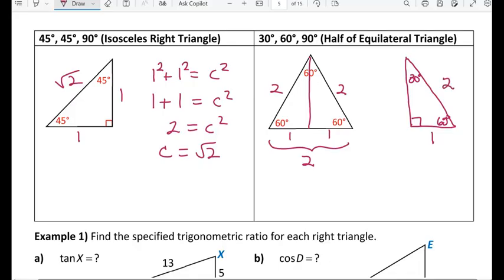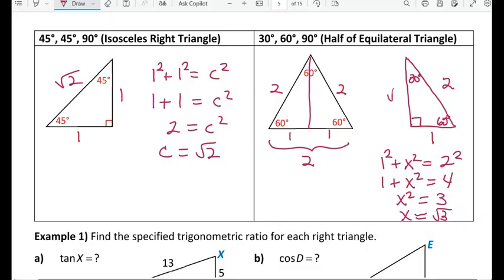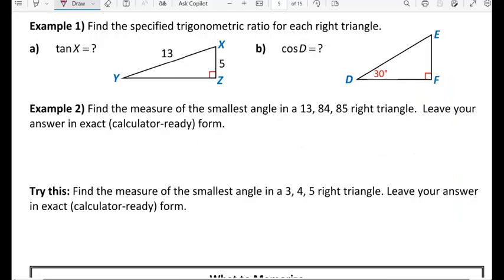That means our hypotenuse in that 30, 60, 90 is 2. So if we want to find the missing side length here, Pythagorean theorem, 1 squared plus x squared is equal to 2 squared. So 1 plus x squared is equal to 4. That means that x squared is 3 and x is the square root of 3. So our basic 30, 60, 90 triangle has a short side 1, longer leg square root of 3, and hypotenuse 2. Next, I'm going to show you how these triangles will come up in context.